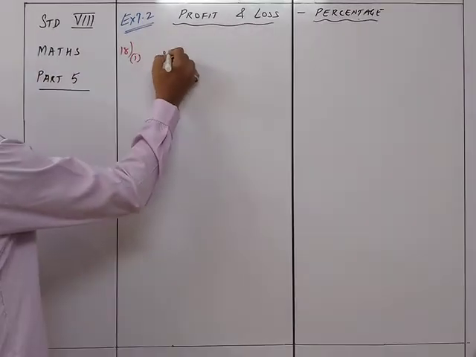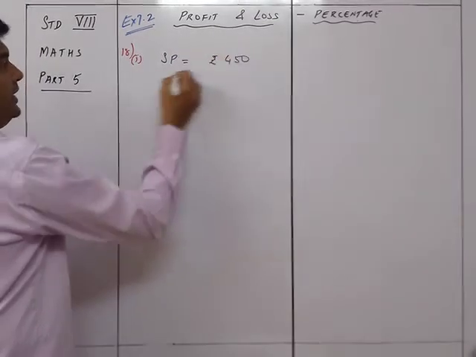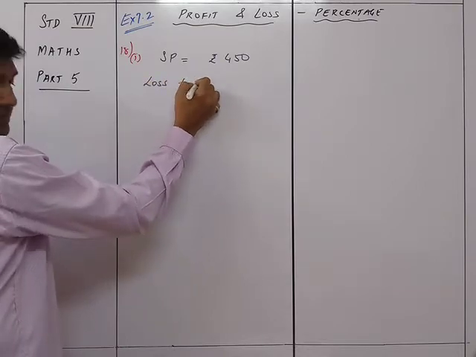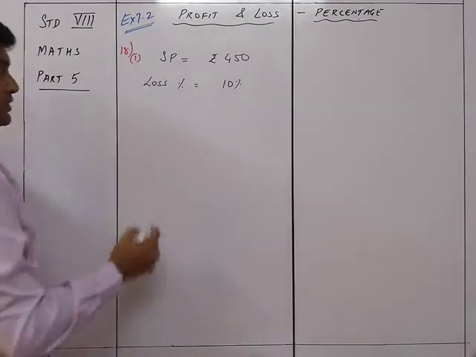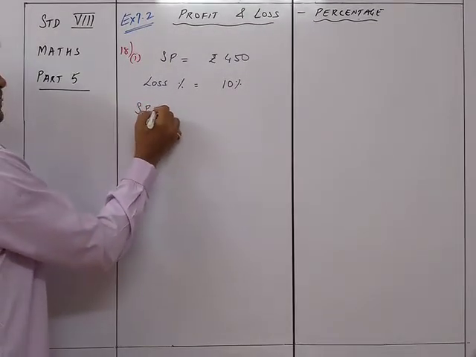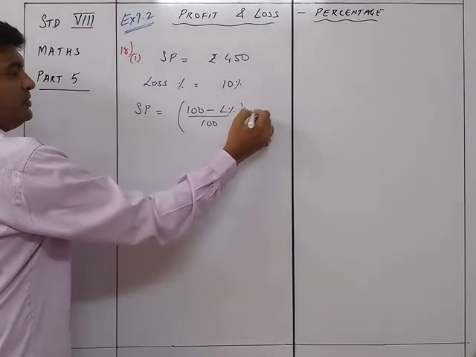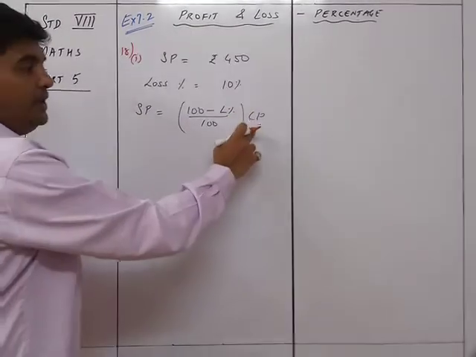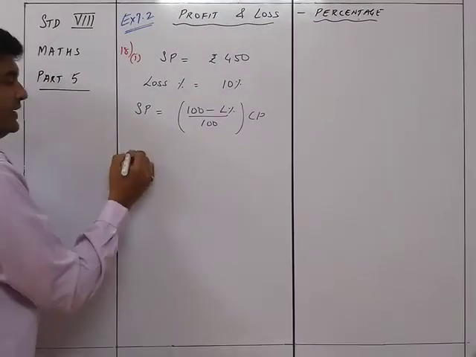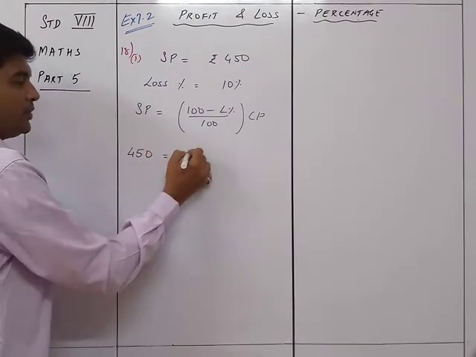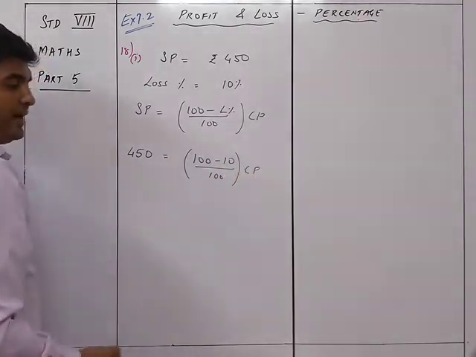This is given to you that the selling price of the article is rupees 450 and the loss percentage is given as 10%. So that is a 10% loss, and we need to find out the cost price. For the cost price, we use the formula SP is equal to (100 minus loss percent) upon 100 into CP. So here I know that SP is given as 450, which is equal to (100 minus 10) upon 100 into CP, what we need to find out.